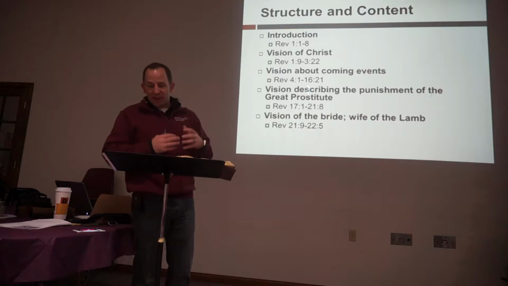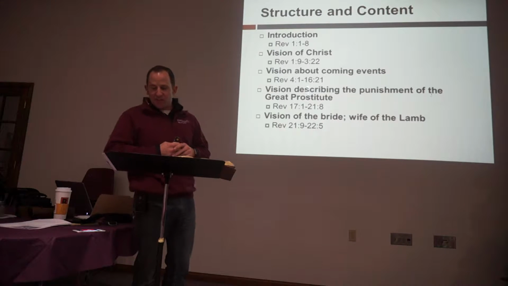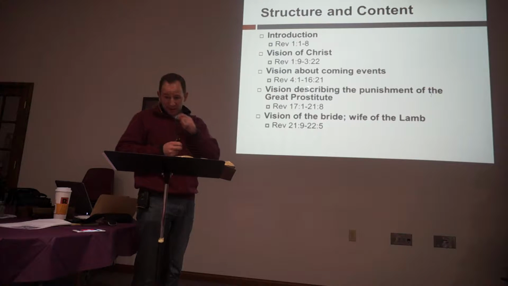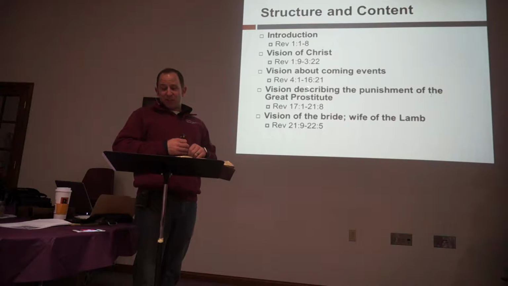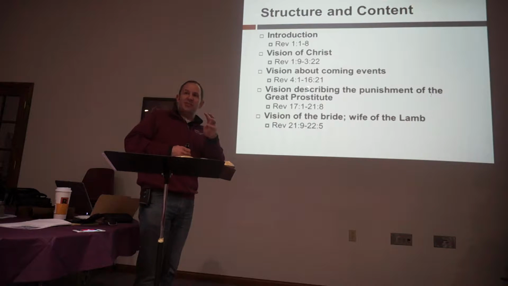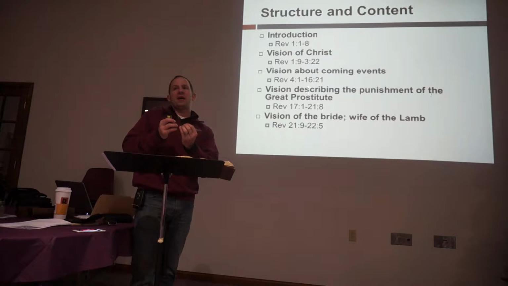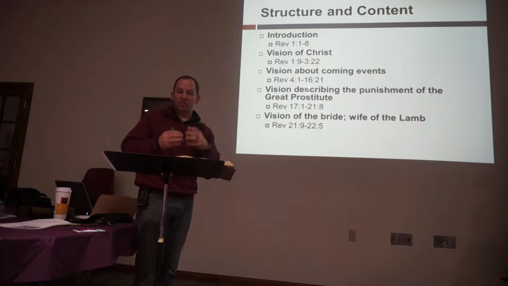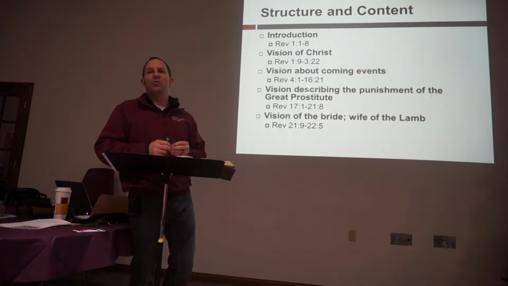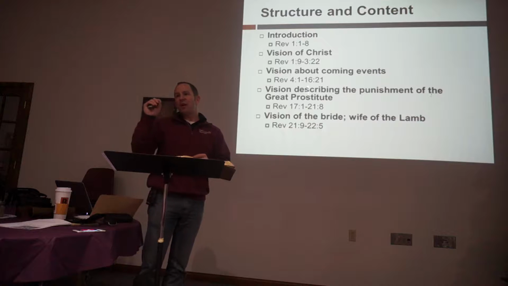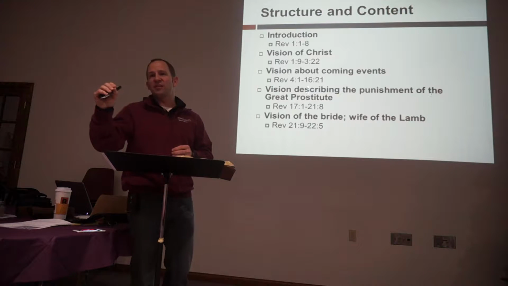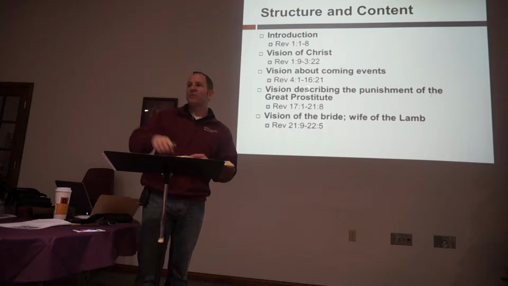And then starting in chapter 17, the vision describing the punishment of the great prostitute. And then in Revelation 21, till the end is the vision of the bride. So 4 distinct visions with a whole lot of stuff going on in each vision. We're going to slow down and make sure we first understand the text. We really want to understand what the text is trying to convey and then go from there.